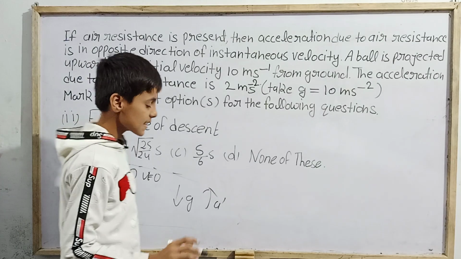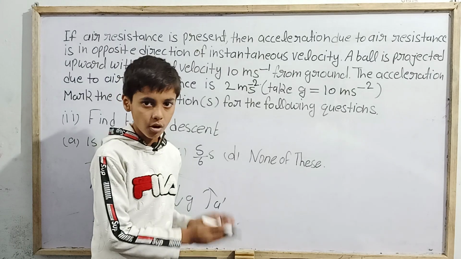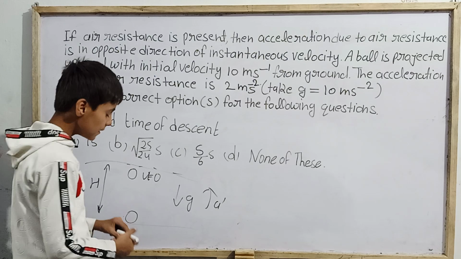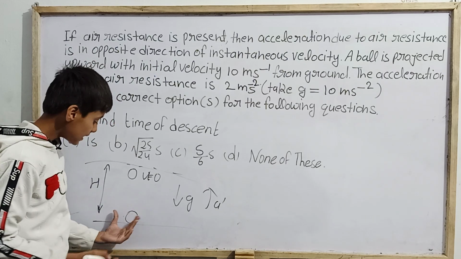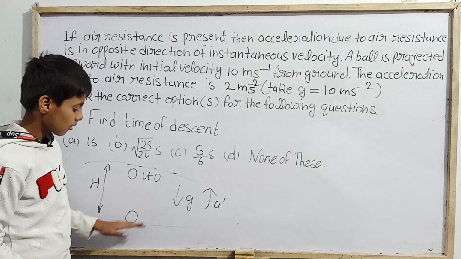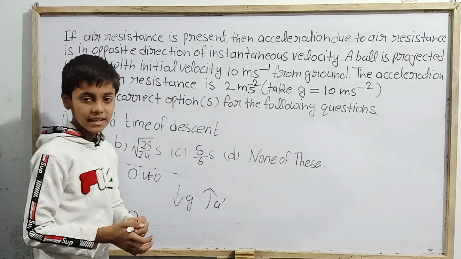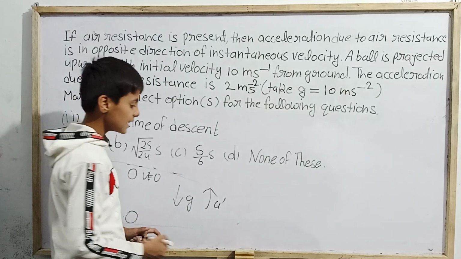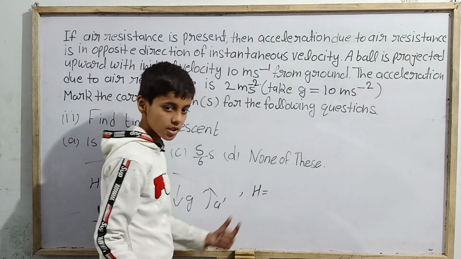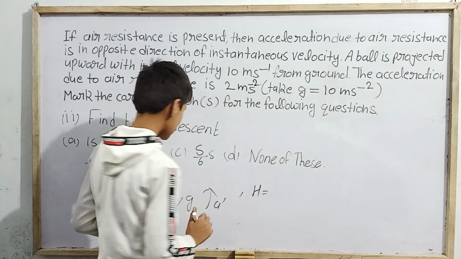How will we solve? If we use v equals u plus at, the first equation of motion, then our answer can't come, because we do not have information about whether it will stop or not after falling on the ground. So we do not have the final velocity. So we can try the second equation of motion. So h, the second equation of motion, means h is equal to ut plus half at square.